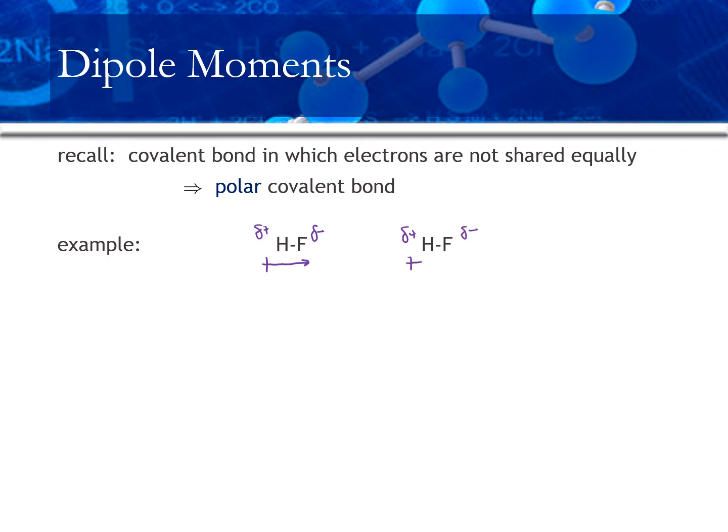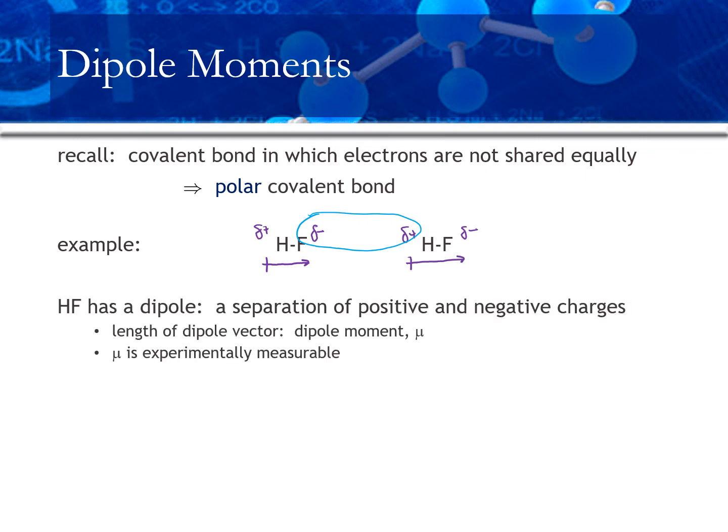again pointing from the positive towards the negative, and as we'll see next quarter in Chemistry 172, once we have a negative side and a positive side, those sides can attract. There's an attraction between dipoles that leads to a lot of the properties in polar molecules. So HF has a dipole, as I've drawn in, which is just a separation of positive and negative charges. The length of the dipole vector is the magnitude of the dipole, also called the dipole moment, and is usually represented with a lowercase Greek mu, which is what I've shown here. The dipole moment is something that we can measure experimentally.